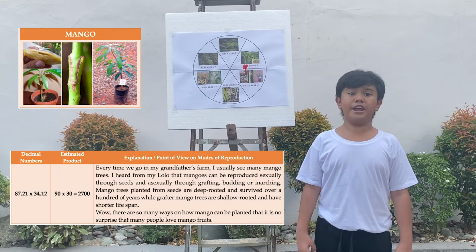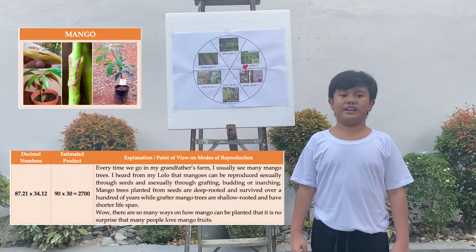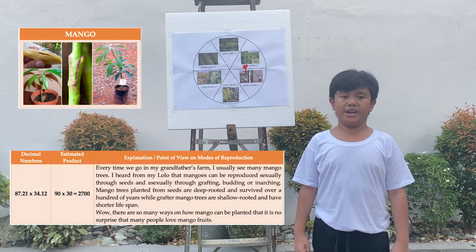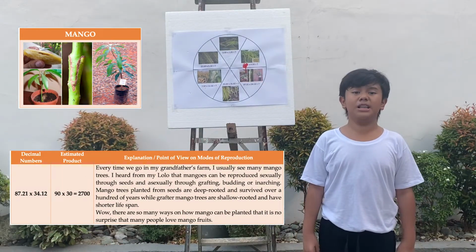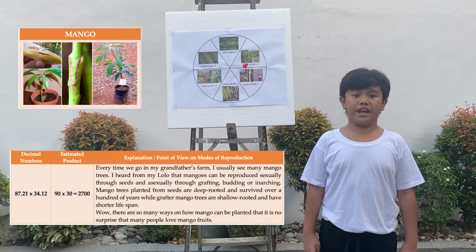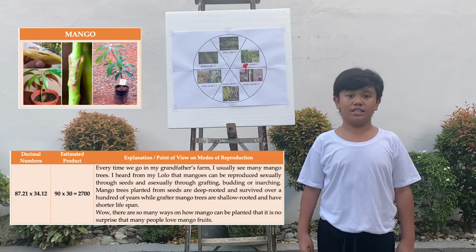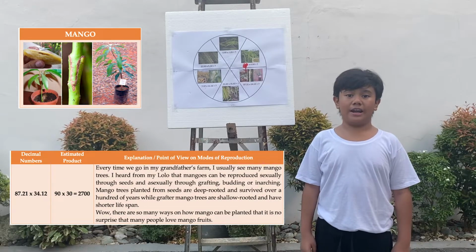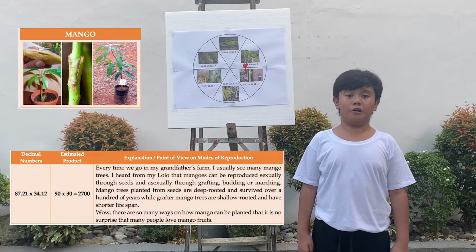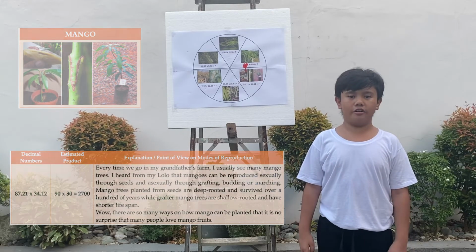There are so many ways on how mango can be planted that it is no surprise that many people love mango fruits. For the given decimal numbers 87 and 21 hundredths times 34 and 12 hundredths, I will multiply 90 and 30, and with that, I got the estimated product, which is equal to 2,700.